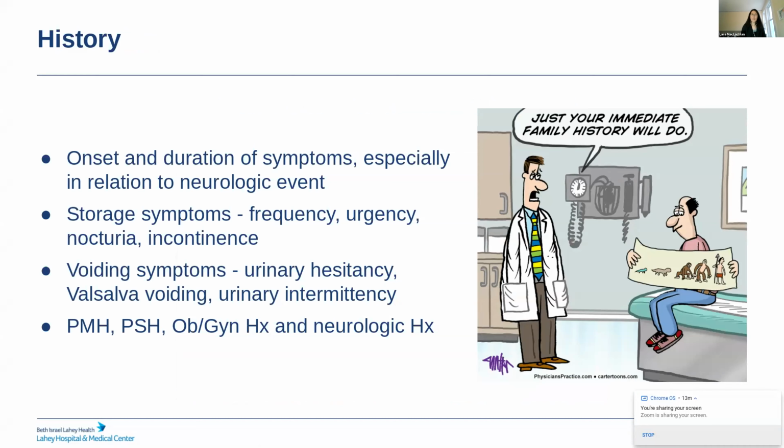And so what does your history entail? In your history, you're going to want to elicit the patient's voiding symptoms, the onset and duration of those symptoms, especially in relation to their neurologic event. You want to ask them about storage symptoms, such as frequency, urgency, nocturia, and urinary incontinence symptoms, as well as voiding symptoms, which are more obstructive symptoms like urinary hesitancy, Valsalva voiding, or urinary intermittency. You'll also want to get a past medical history, past surgical history, for women an OBGYN history, and also get any further neurologic history from the patient.